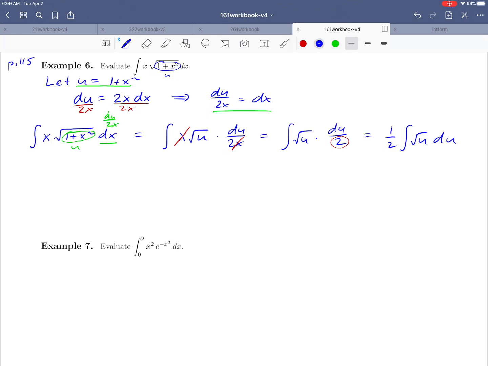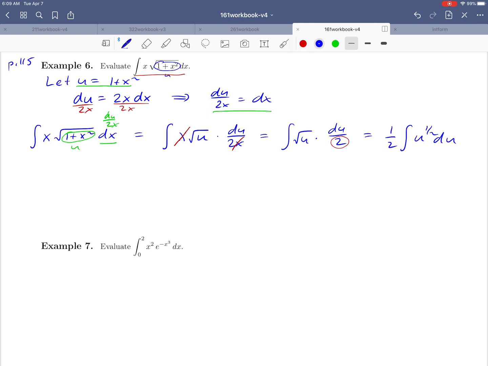I'm going to remind you of the fact that the square root of u can actually be written as a power, u to the 1/2. So let's rewrite that square root of u as u to the 1/2 before we go on. And notice that we've managed to take the integral that we started with up here and turn it into a much easier integral, just u to the 1/2. So can we find an antiderivative for the function u to the 1/2?